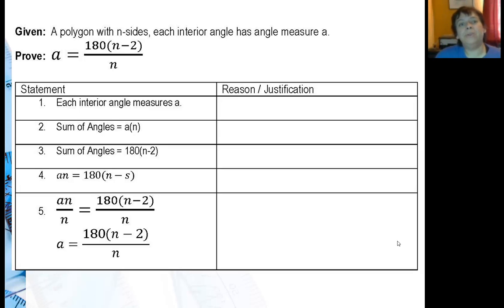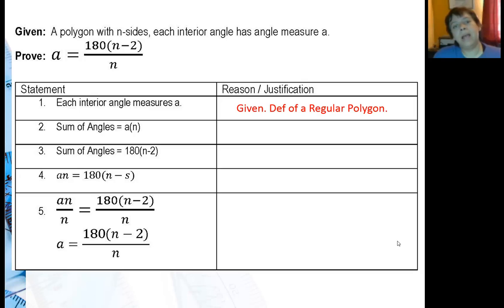And here I'll show you the proof for the formula. First of all, I'm going to tell you I have a polygon with n sides. Each interior angle has measure A. And we're going to develop the formula that the measure of those angles is just 180 times (n minus 2) divided by n. First of all, on my first statement in my proof, I said each interior angle measures A. Well, that's given. And I could also say that's the definition of a regular polygon.